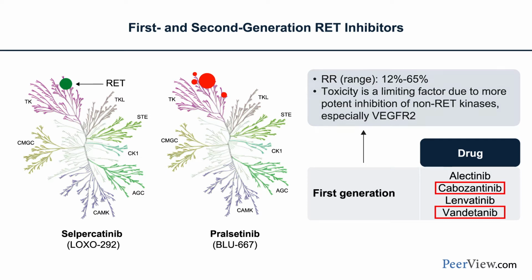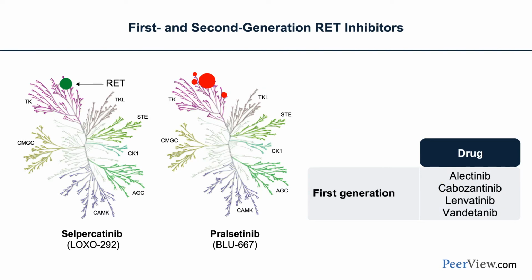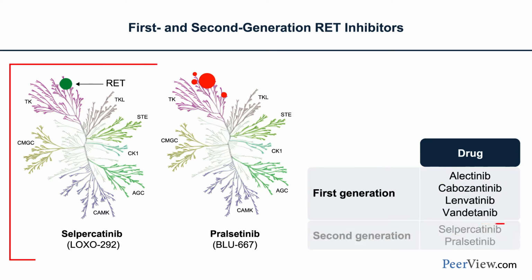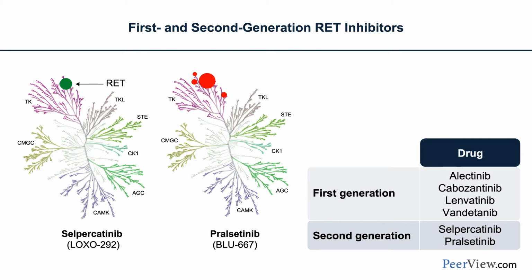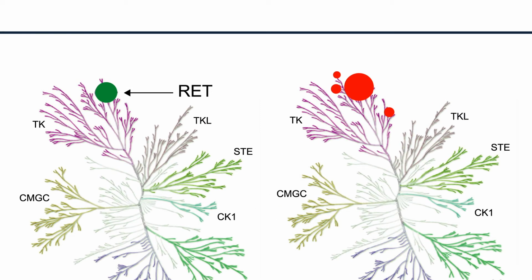Now, the new ones that are coming out are highly specific for RET, and they include selpercatinib, which is illustrated here on the left kinome, and pralsetinib, which is on the right. And what you can see from these kinomes, especially if you've ever seen the ones for cabozantinib or lenvatinib or any of the other kinase inhibitors, is that these are incredibly specific inhibitors. They really hit their main target, which is RET, and very few other targets.